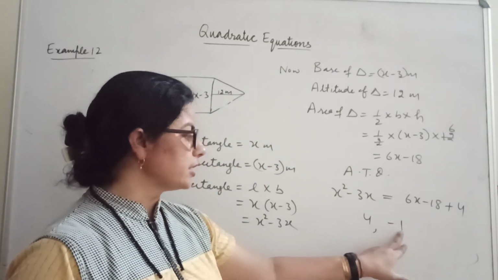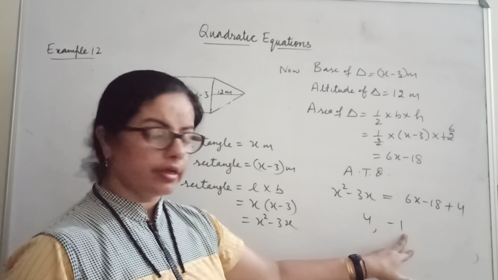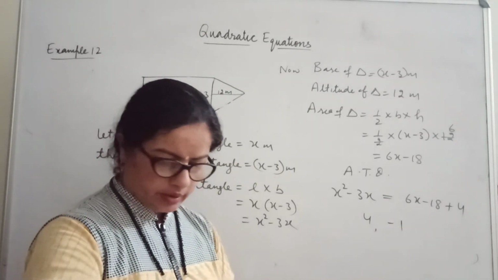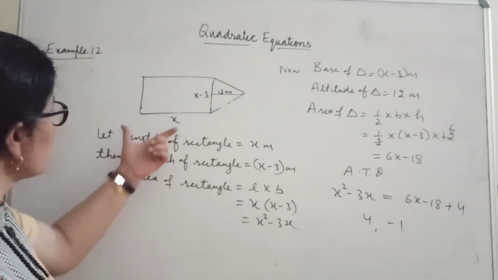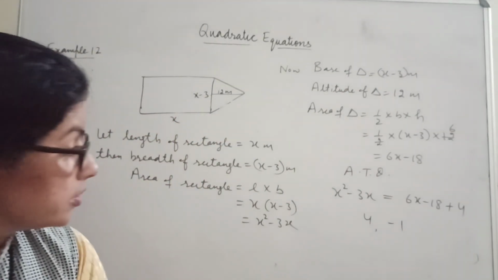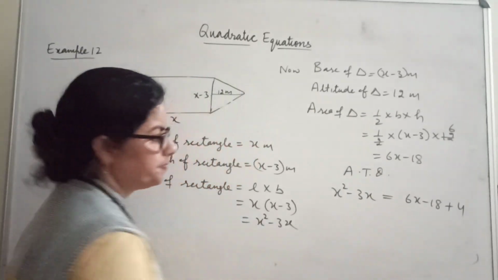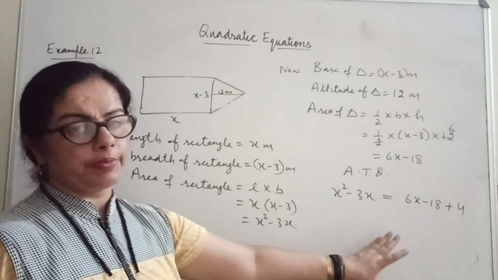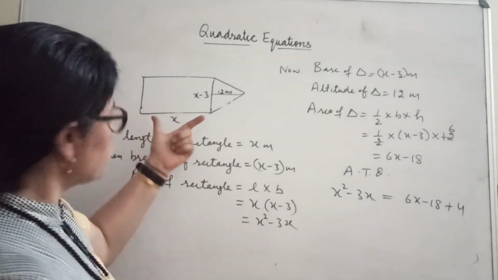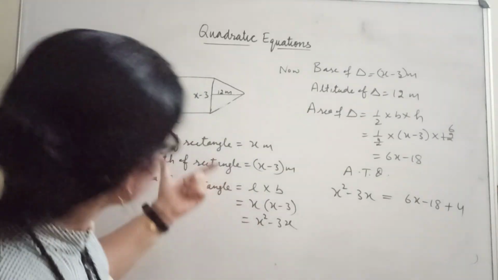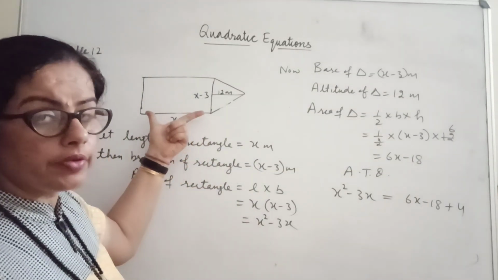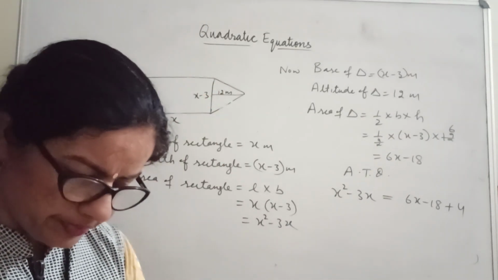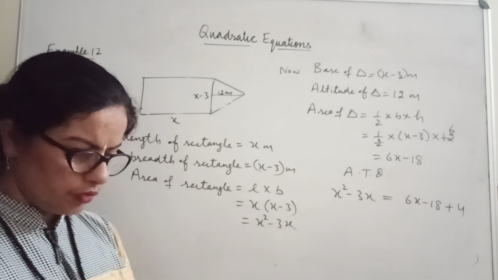We will say one is rejected as length cannot be negative. We have to solve here. When you solve, you will get two values of x, one positive and one negative. The positive will be selected, and that positive value will be 7. So the length of the rectangle will be 7 and the breadth will be 7 minus 3, that is 4. Is it clear? So you can do this sum.